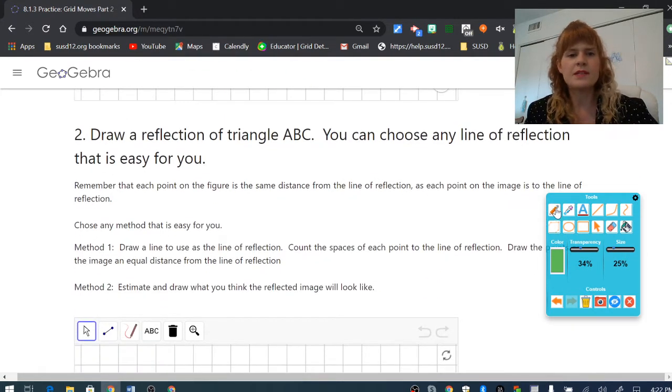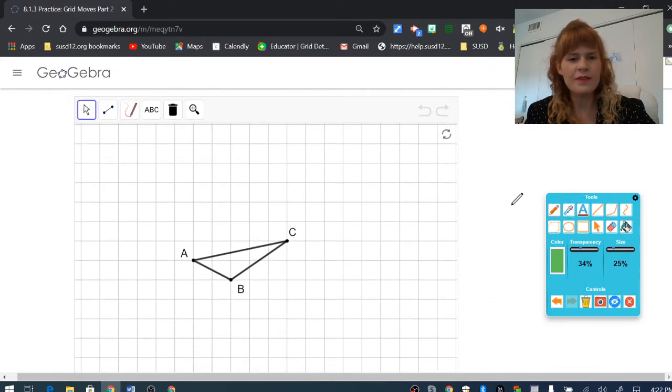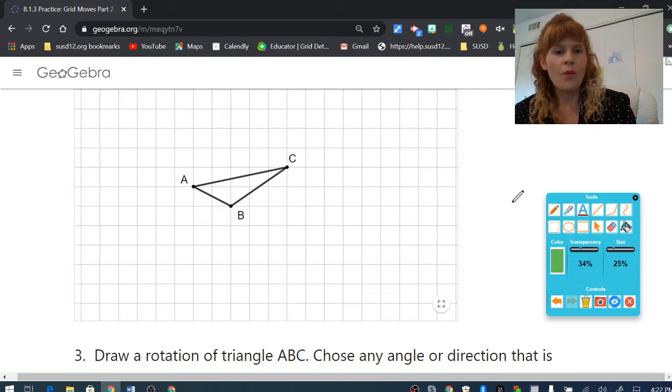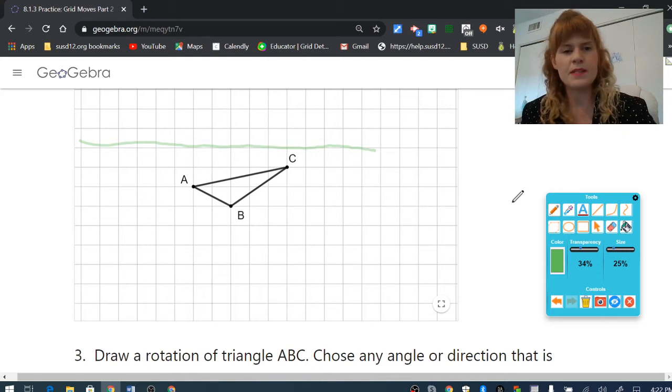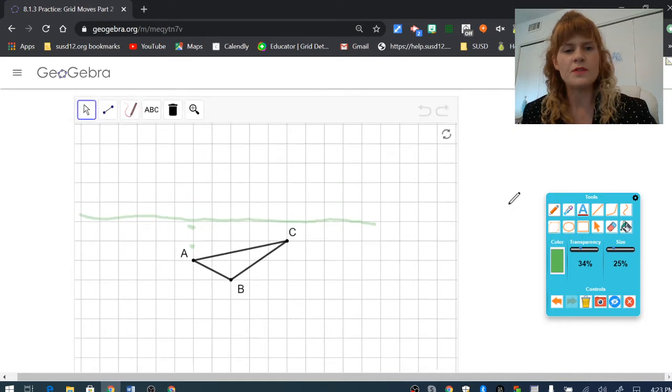Number 2 says, draw a reflection of the triangle ABC. You can choose any line of reflection that is easy for you. A reflection. Any line of reflection that is easy for you? Well, I think a line right above would be easy. Then I just count the spaces from the figure to the line, and then from the line to the image. Watch. 1, 2. Okay, 2 spaces.